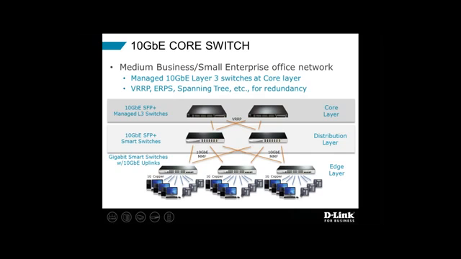10 gig also used in the core of the network. Here's sort of a smaller business enterprise type of office network where they're going to use these managed layer 3 10 gig switches in the core. So out at the edge, we've got gigabit with 10 gig uplinks into the distribution layer. Distribution layer takes in 10 gig, it aggregates that traffic, so perhaps these are smart switches, and then we have 10 gig up into the core, and we're using these managed layer 3 switches for redundancy. I have protocols like ERPS or even VRRP, which is Virtual Router Redundancy Protocol.